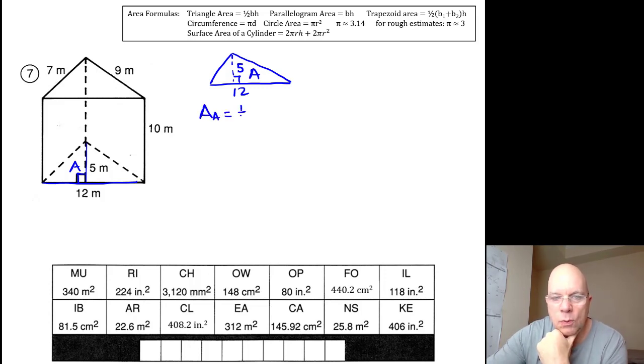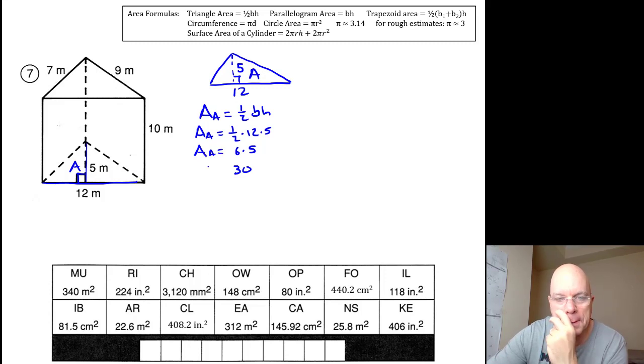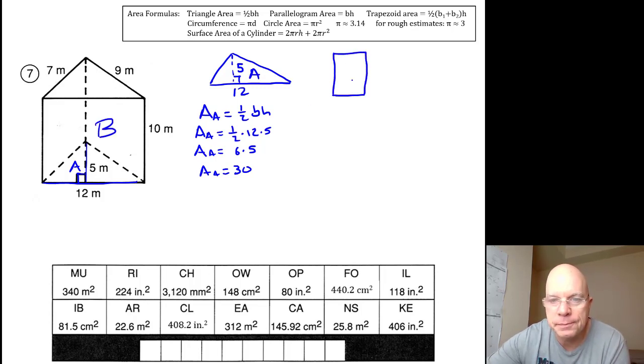So the area of A is 1/2 base times height. 1/2 times 12 times 5. Half of 12 is 6. So 6 times 5 is 30. So the area of each of those triangles is 30. Of course, there's 2 of them, but we'll deal with that at the end. I'm going to call this front face, this front rectangle, B. It's got a base of 12 and a height of 10. So the area of rectangle B is 12 by 10, or 120.